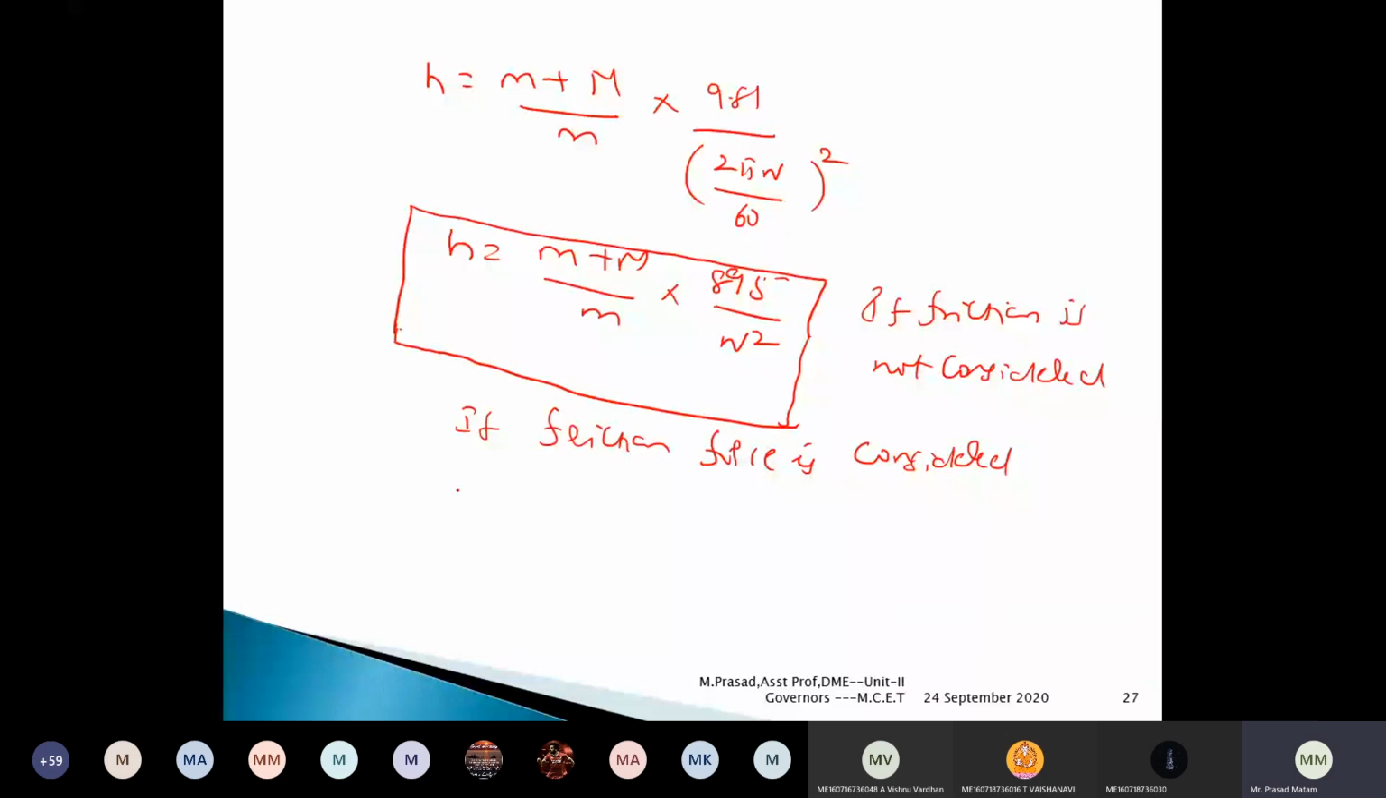In that case the equation will come as H is equal to (small m plus capital M) by m, and I am writing plus or minus f, into 895 by N square. So we will discuss when plus friction we have to take and when minus we have to take. I will tell when plus f and minus f we can see.